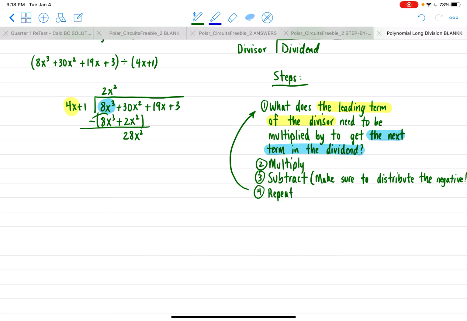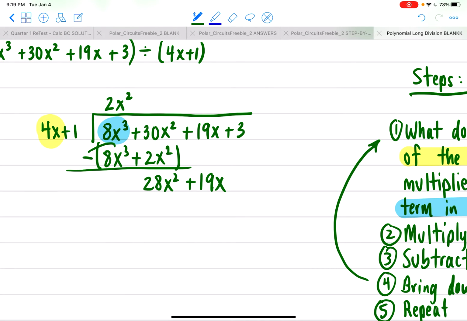The next step, which Mr. T cannot remember because he doesn't remember how to do long division, is to bring down the next number. Bring down the next, and instead of number, I'm going to say term. So we'll bring down 19x here. All right. Here we go.